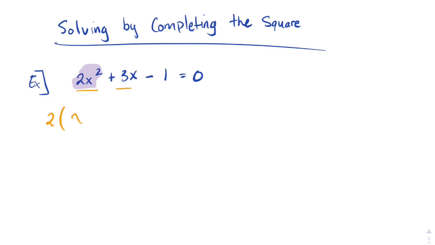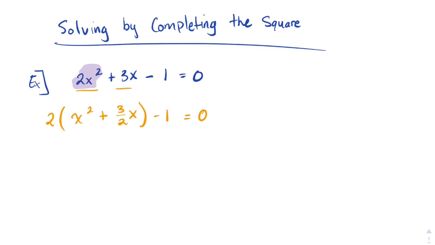Okay, so we're going to get x squared plus, and then you might be thinking, well, how do I factor a 2 out of a 3? That's really simple. You just do 3 over 2, x minus 1 equals 0. There's no sense in factoring it out of this one because we don't need that guy anyway.